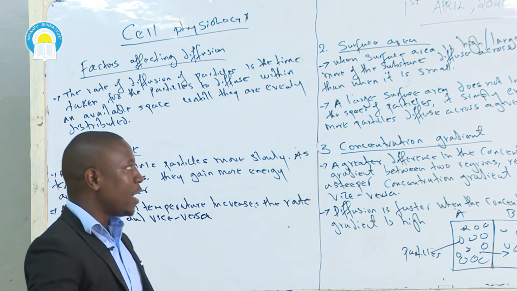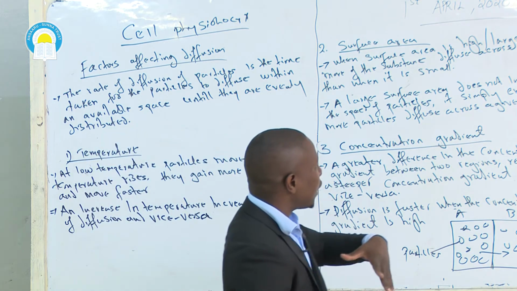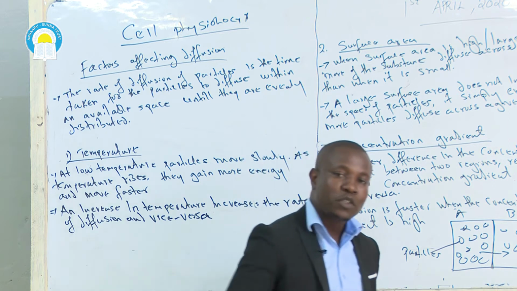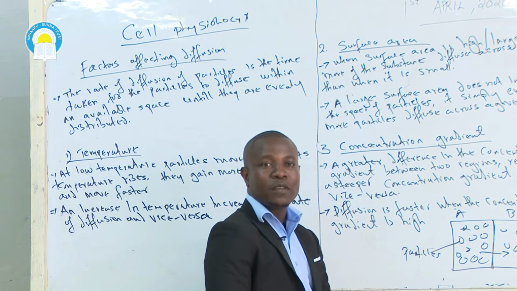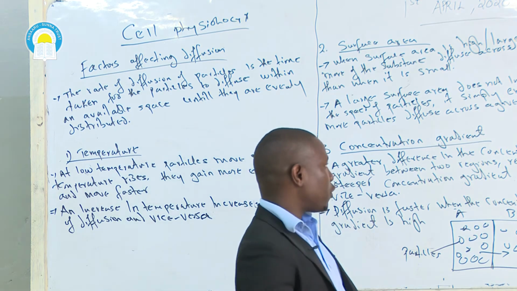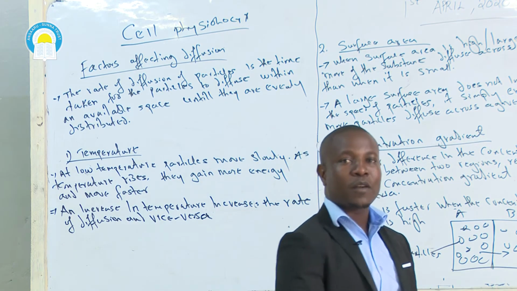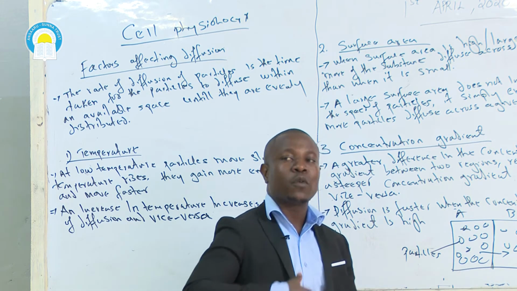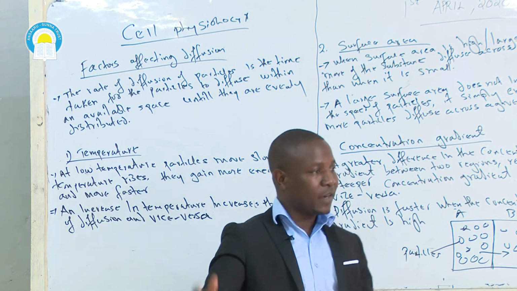They will move faster, and the rate of diffusion is going to be faster. Surface area, I talked about when the surface area is big or large, the rate of diffusion is going to be high, and vice versa. What that means? When the surface area is low or small, the rate of diffusion is also going to be small. And I talked about the example of a big organism and small organism. I said that a small organism has a big surface area to volume ratio compared to a large organism. So the smaller the organism, the higher the rate of what?